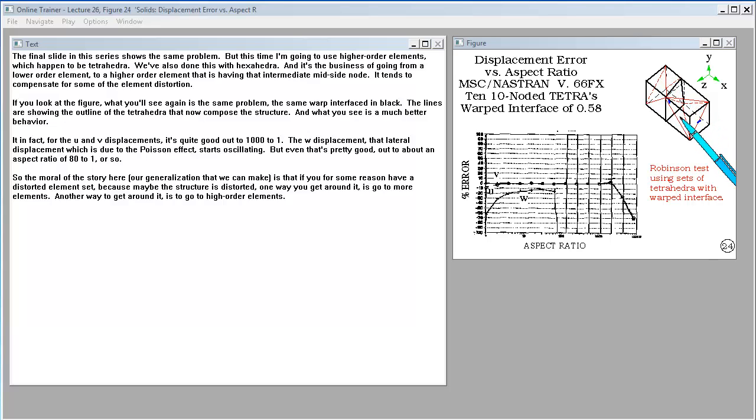And what you see is a much better behavior. In fact, for the U and V displacements, it's quite good out to 1,000 to 1. The W displacement, that lateral displacement, which is due to the Poisson effect, starts oscillating, but even that's pretty good out to about an aspect ratio of 80 to 1 or so. So the moral of the story here, or a generalization that we can make, is that if you, for some reason, have a distorted element set because maybe the structure is distorted, one way you get around it is go to more elements. Another way to get around it is to go to high order elements.